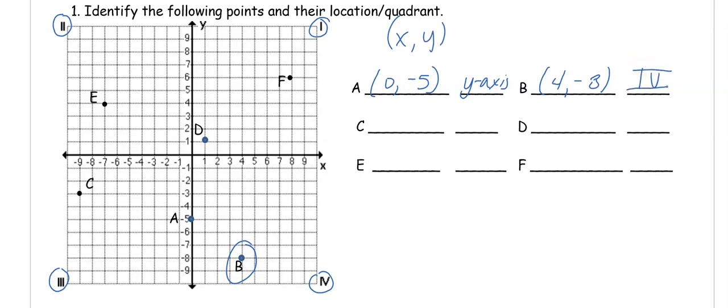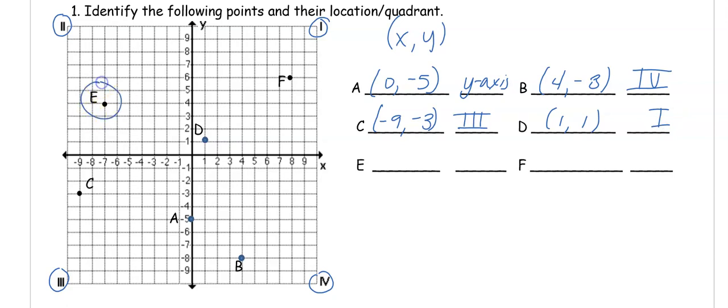For C, C is located right here. We went 9 to the left, which means negative 9, and we went 3 down, which is negative 3. This falls in the third quadrant, so we would say quadrant 3. Taking a look at D, we went to the right 1, which is a positive 1, and up 1, which is a positive 1, and this is quadrant 1.